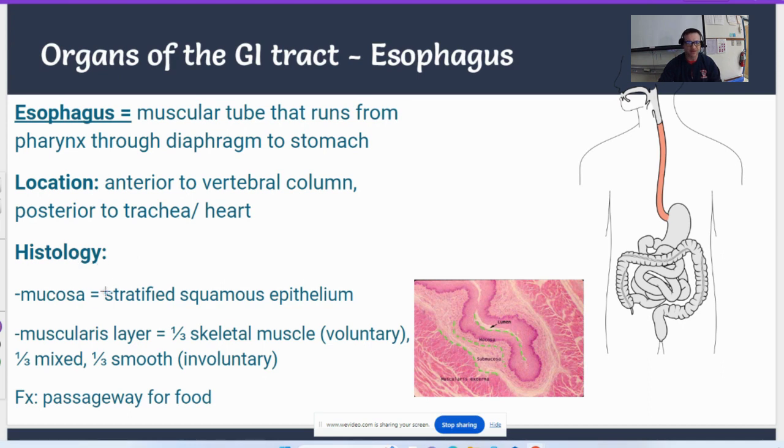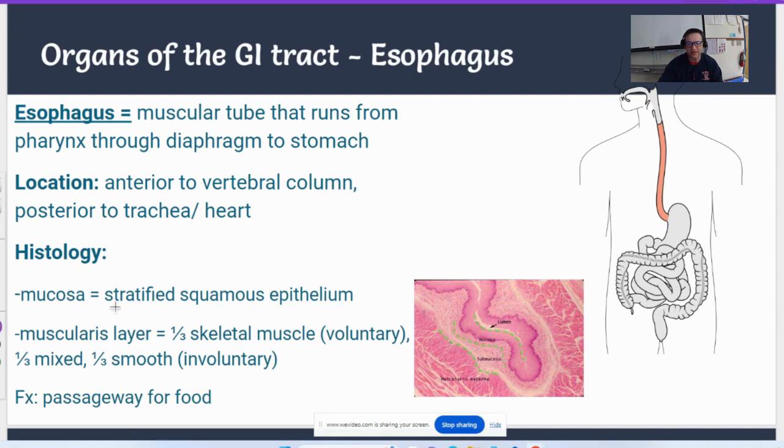Histology, what's it made out of? So the mucosa, remember the layers of the GI tract, you have the lumen, the space in the middle. Then you have the mucosa, submucosa, muscularis, and then usually a serosa. Now the esophagus doesn't have a serosa. It's not in the abdominal cavity. Most of it's not in the abdominal cavity, so it's not surrounded by the peritoneum. So it doesn't have a serosa. I doubt you'll need to know that, but just a little extra info.